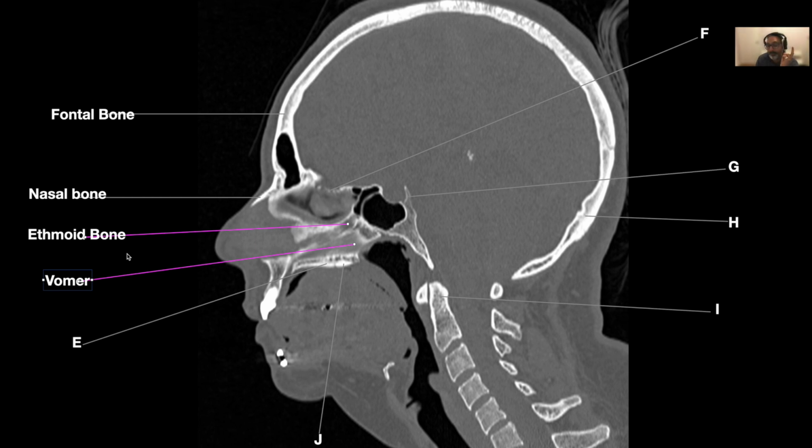No, they're pointing at two different things, but yes, they're both part of the hard palate. So one's the anterior part of the hard palate, and one's the posterior part of the hard palate. So E is maxilla, correct? Yeah. J is yes, that's good. Palatine bone, correct. Well done. And yep, now let's go up here.